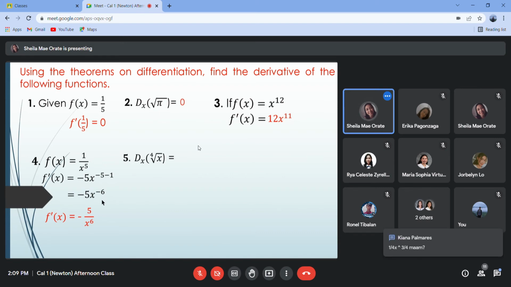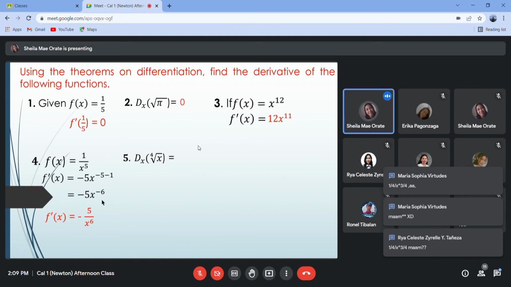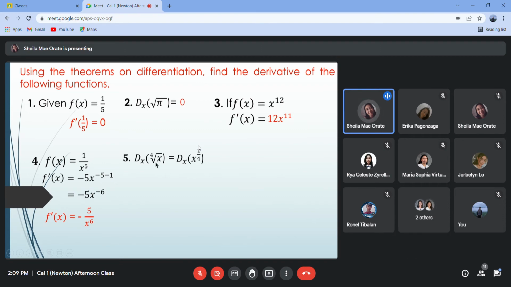What do you think? How about the others? So, we all know that the fourth root of x is also equivalent to x raised to the power of 1/4. Okay, yan ang answer si Erica. Thank you. So, mauna siya ang rational exponent.